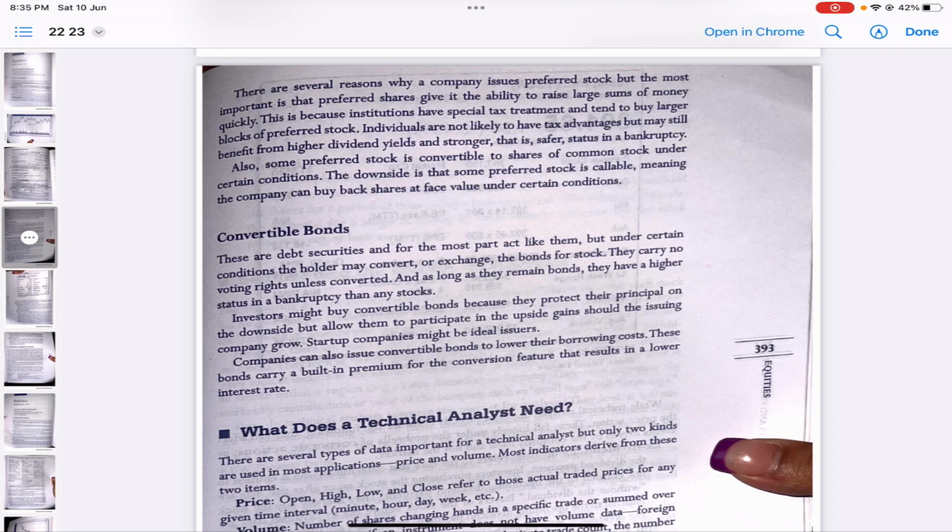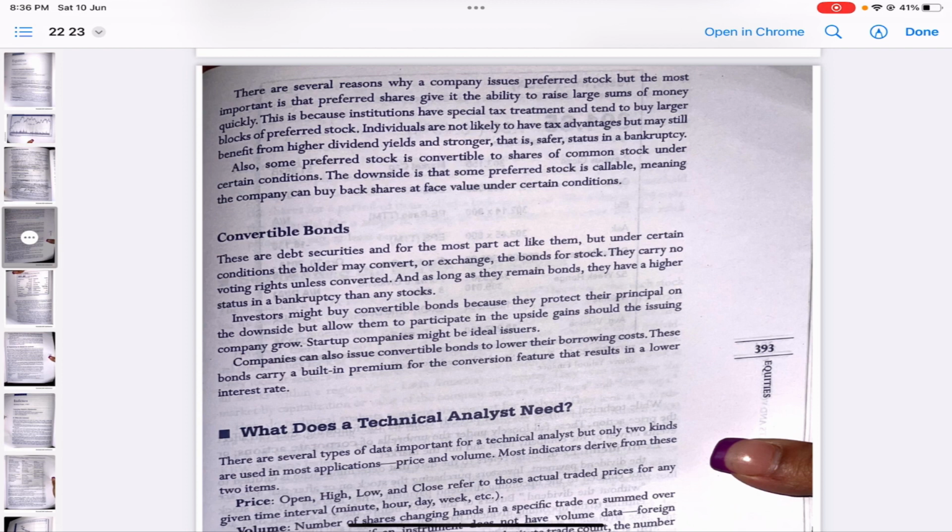Why? Because they have some tax incentives, whereas individuals or retail investors like us don't. So if you need a huge amount of money, these institutions are ready to pay that. The institutions basically purchase the preferred stock. Some preferred stock is convertible to shares of common stock under certain conditions.